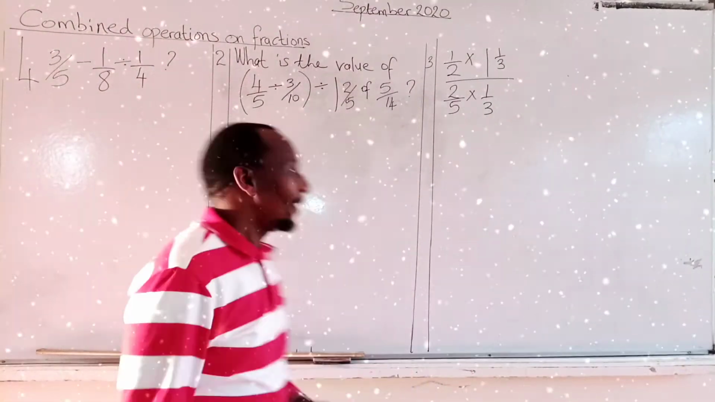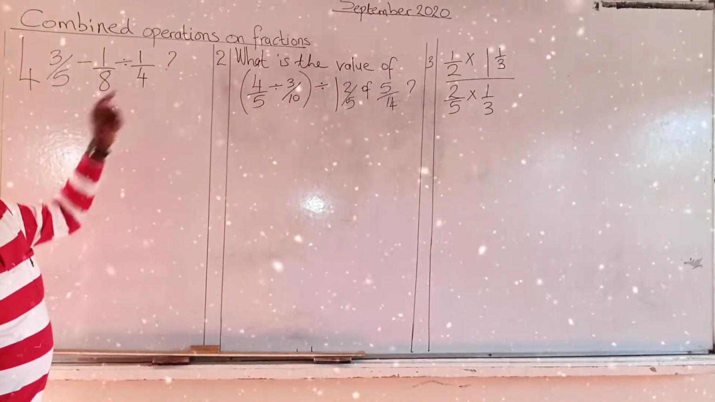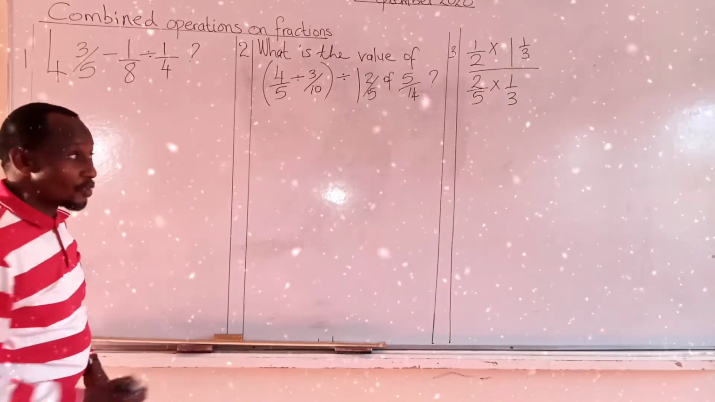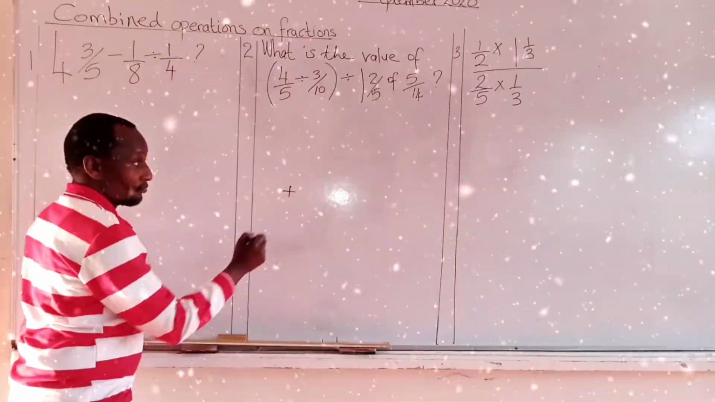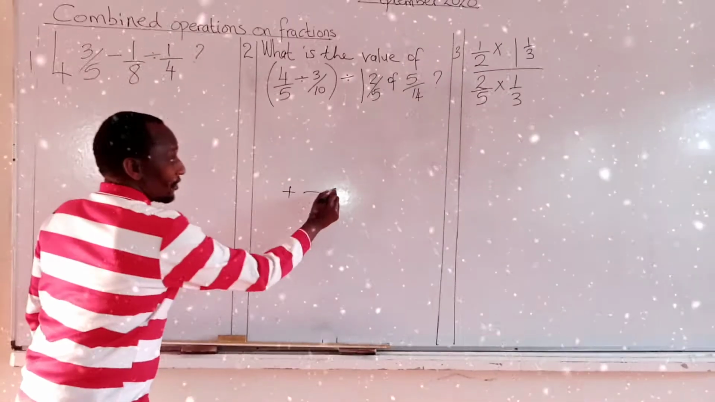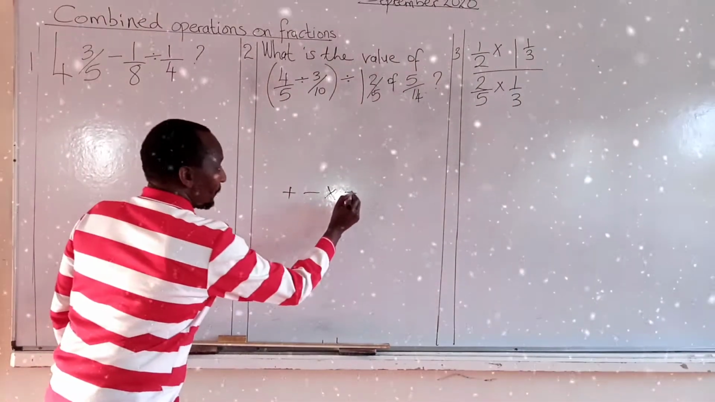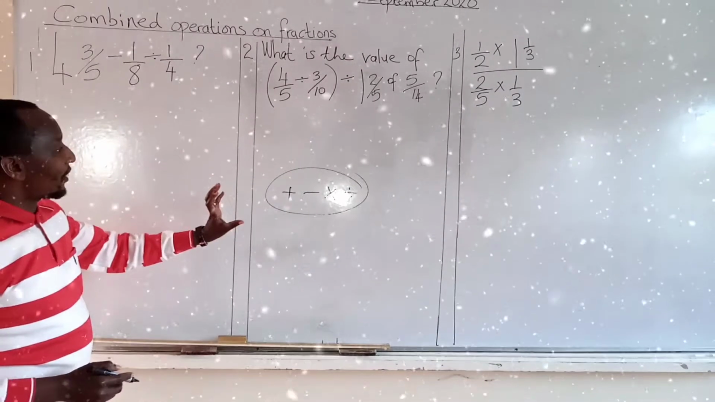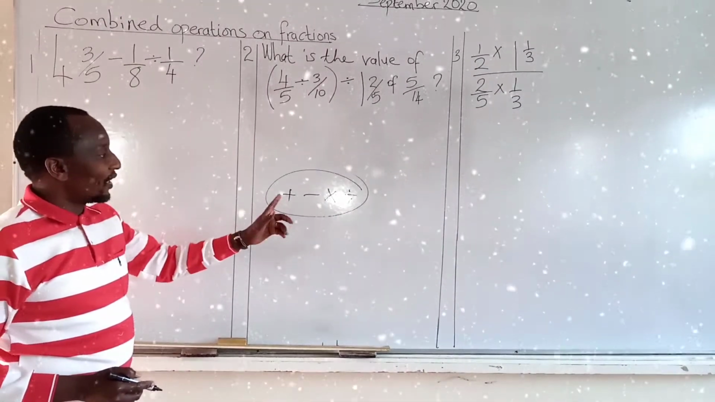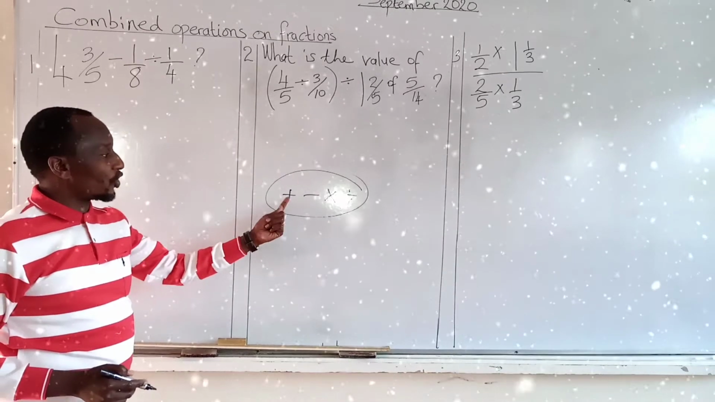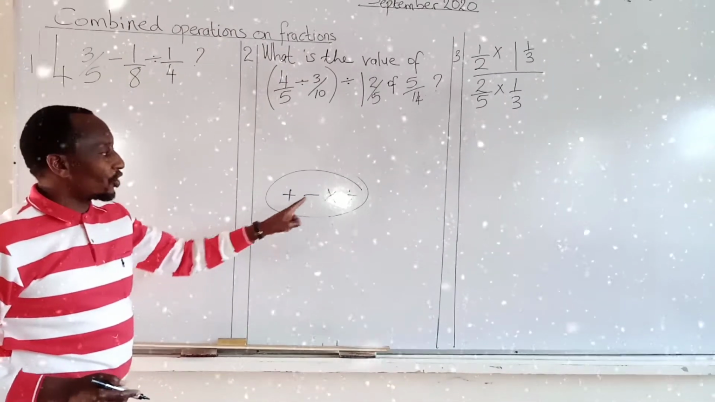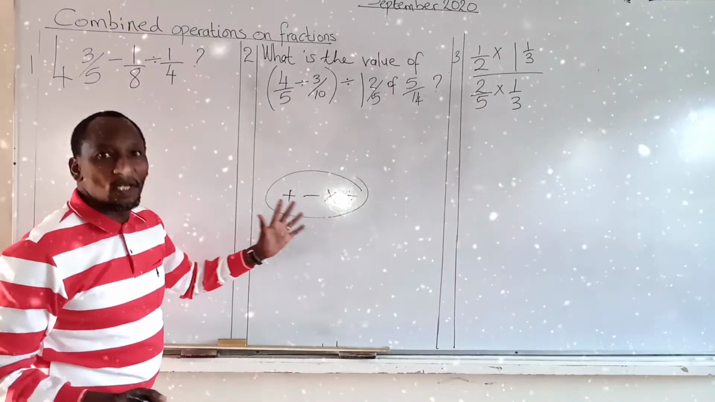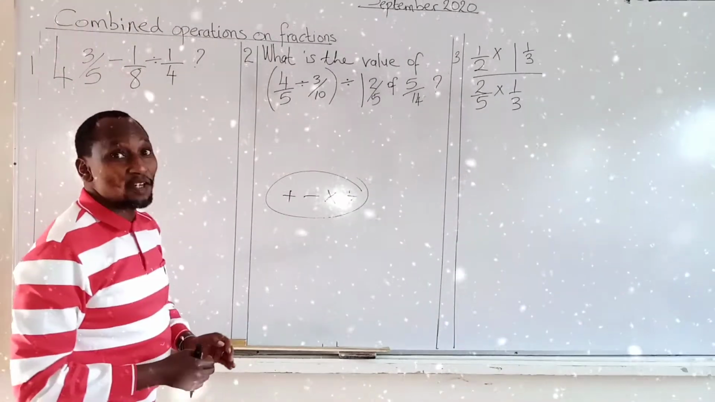Welcome. Now, when we talk of combined operations, it means we have more than one operation, and by operations we mean addition, subtraction, multiplication, and division. This is what we call operations. So when you have a question that has more than one operation, either you have addition and subtraction, or addition and multiplication, or you have multiplication and division, we refer to that as combined operations.